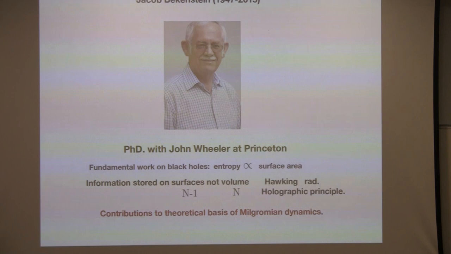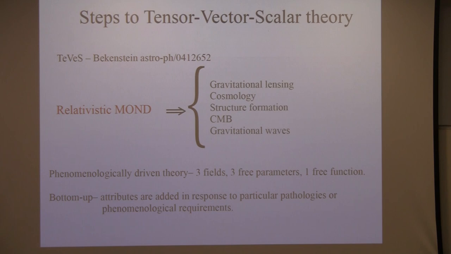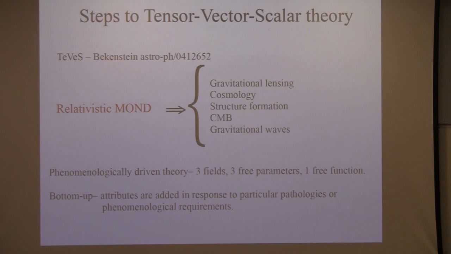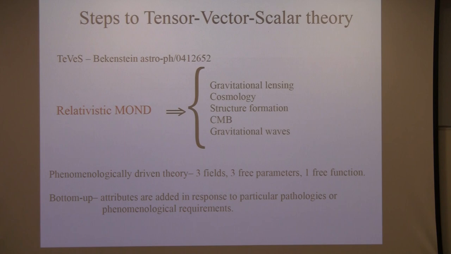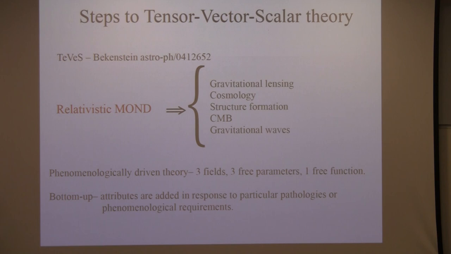Now, what I'm going to describe mostly are the steps to Jacob's first really consistent relativistic theory of MOND, that is tensor-vector-scalar theory. Now, there are many reasons why you need a relativistic theory of MOND. You can do all of these problems: gravitational lensing, which is a relativistic effect, cosmology, which involves relativity, structure formation, the cosmic microwave background, gravitational waves. That all becomes possible if you have a relativistic theory of dynamics.